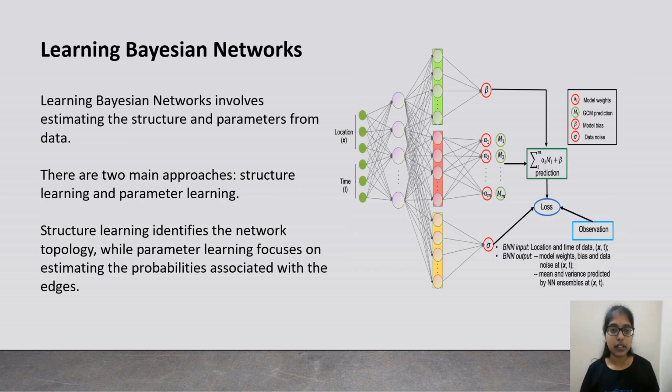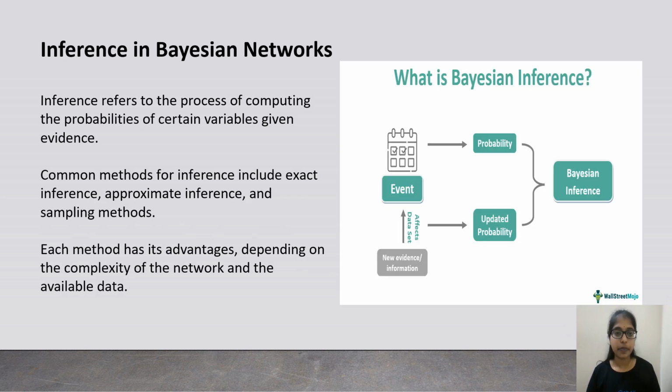Learning Bayesian networks. Learning Bayesian networks involves estimating the structure and parameters from the data. There are two main approaches, structural learning and parameter learning. Structural learning identifies the network topology, while parameter learning focuses on estimating the probabilities associated with the edges.